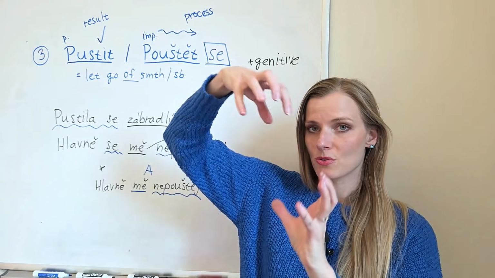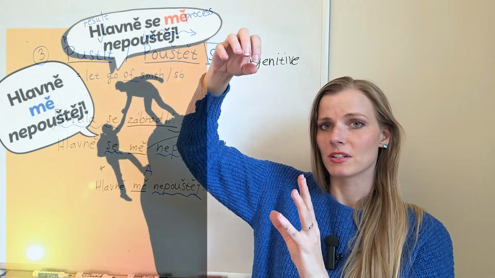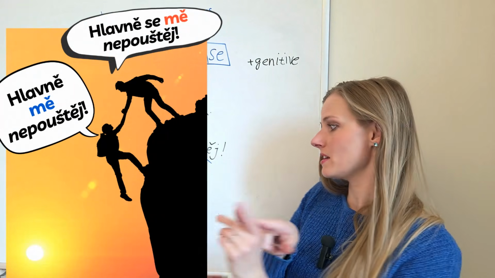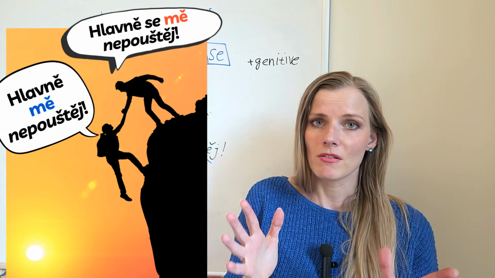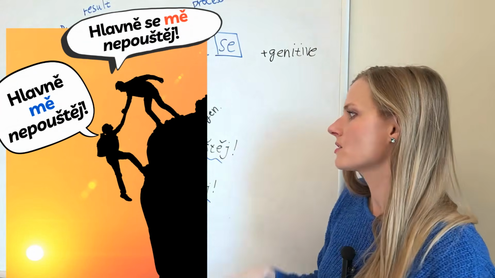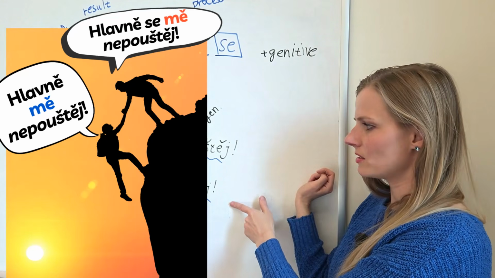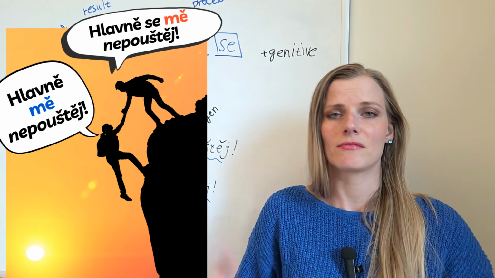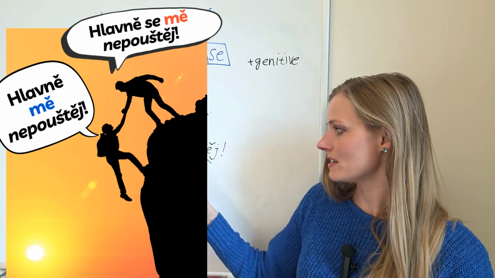But now imagine those two people, one on top, the other one at the bottom, hanging from the cliff. The one at the bottom says this, hlavně mě nepouštěj. Do not let me go. Do not release me. So the person on top says, hlavně se mě nepouštěj. And the one at the bottom, hlavně mě nepouštěj. That's the difference. Sometimes it makes a difference, like here.